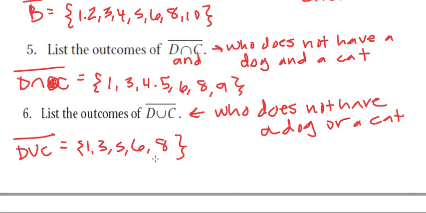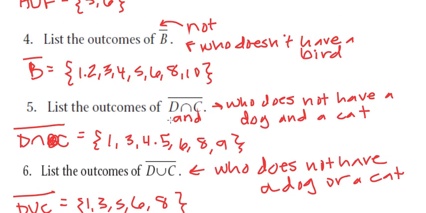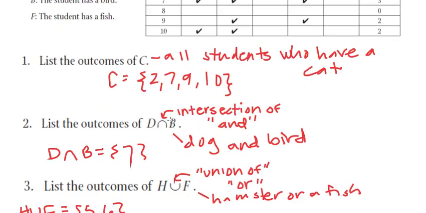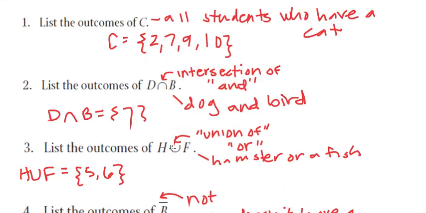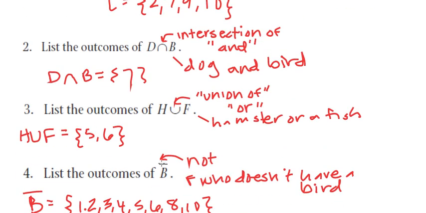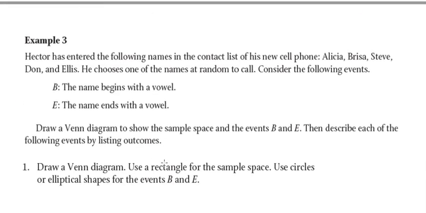So I hope that explanation of those symbols is helpful. Please come back and make sure that you've taken notes there. Make sure that you wrote down that this symbol here means and, that this symbol here means or, that this symbol here means not. That's stuff you have to know. All right, so now we're going to move on to example 3.